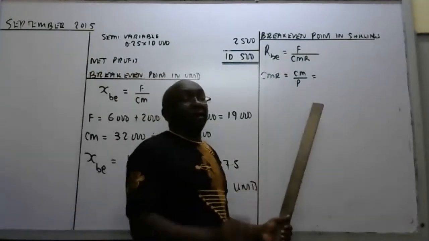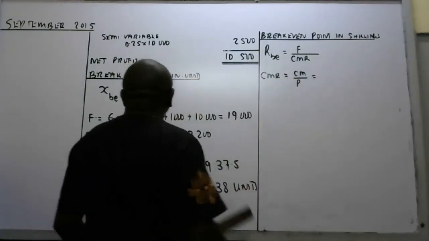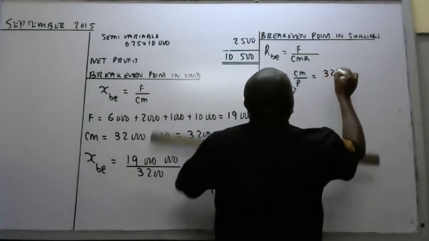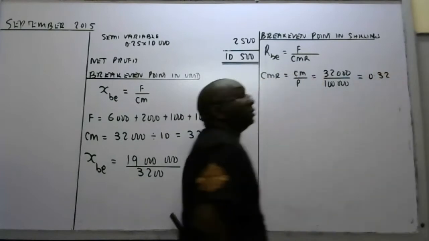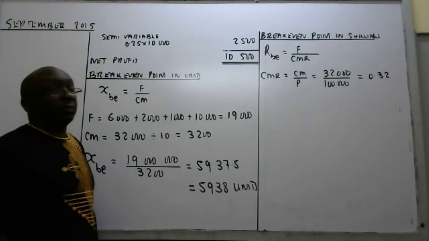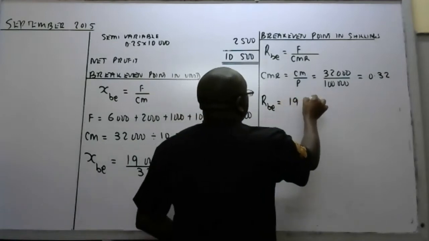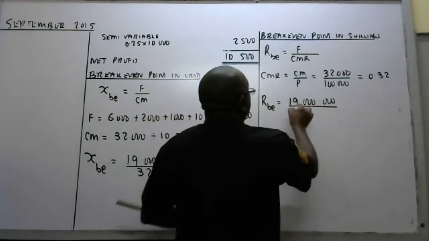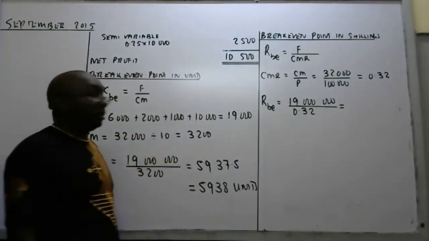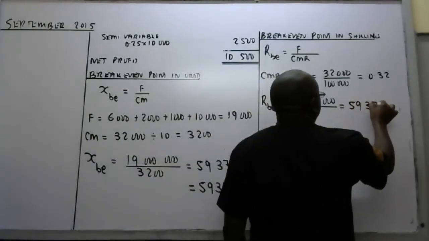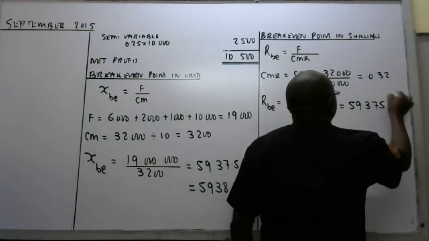So this one, you can work with either per unit or total. The total contribution here is 2,000. The price, or the revenue, is 100,000. So this becomes 0.32. Our break-even point, RBE, will then be 19 million divided by 0.32, which is 59,375,000.